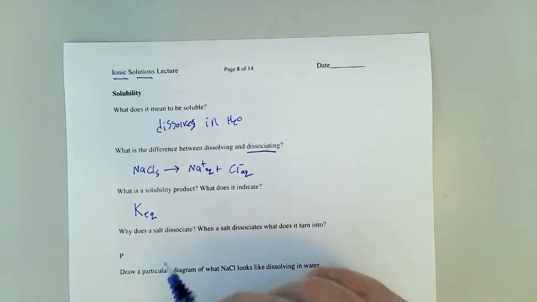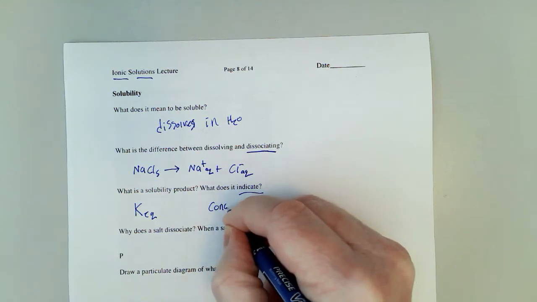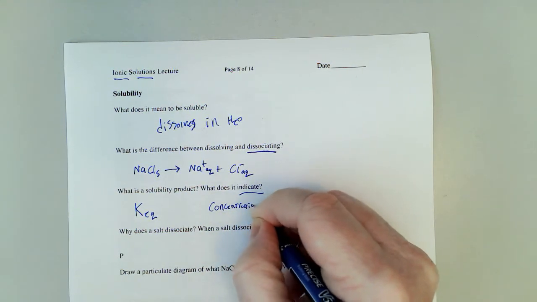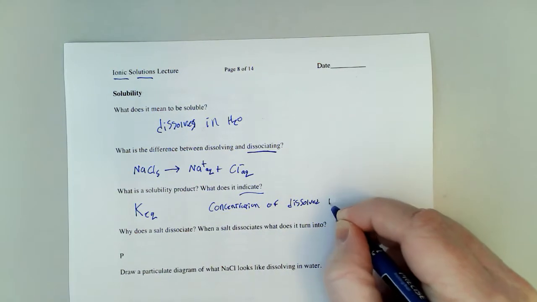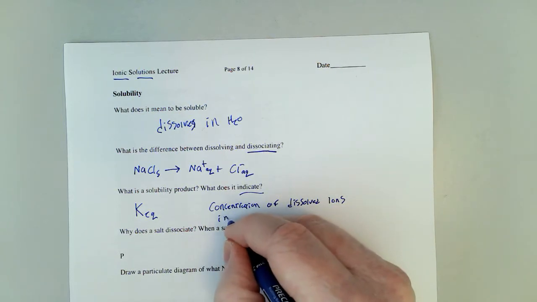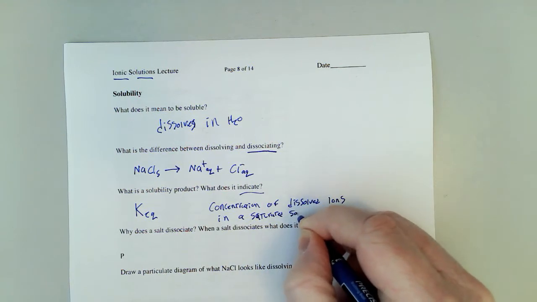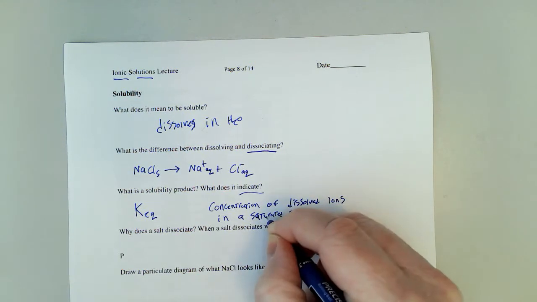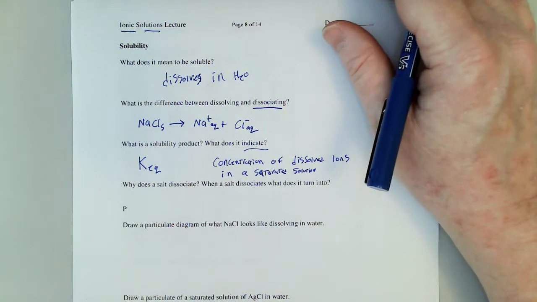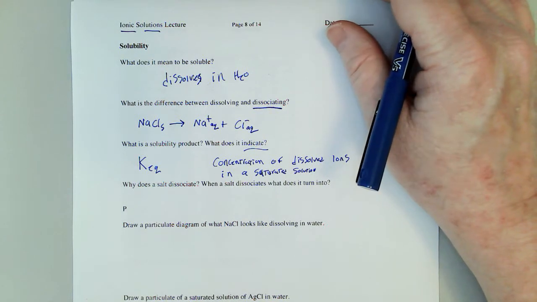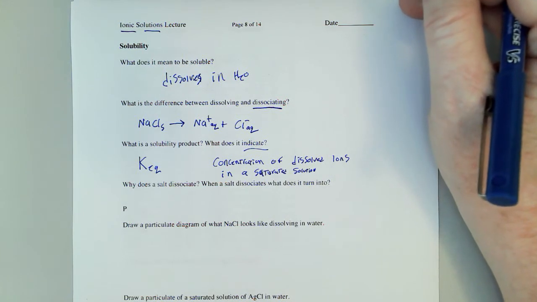Okay? And what does it indicate? It tells you the concentration of dissolved ions in a saturated solution. So it's important to know a saturated solution is where you have an equilibrium between solid and dissolved solute in a solution.